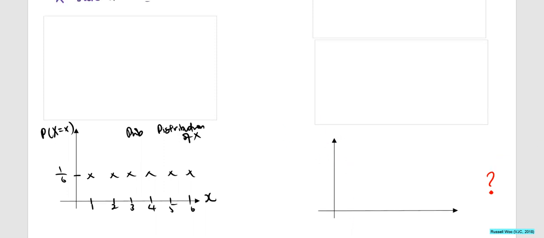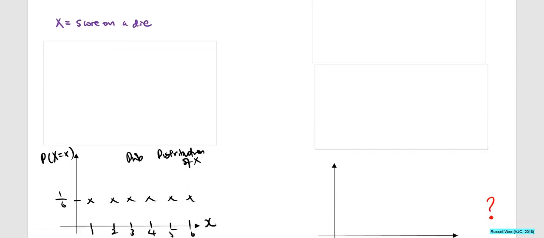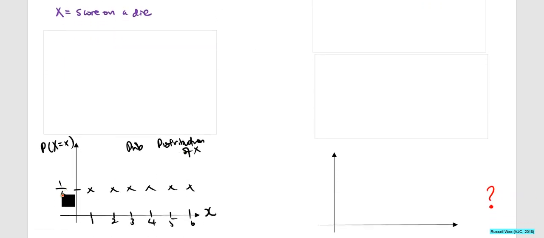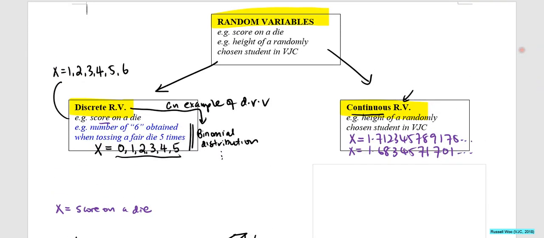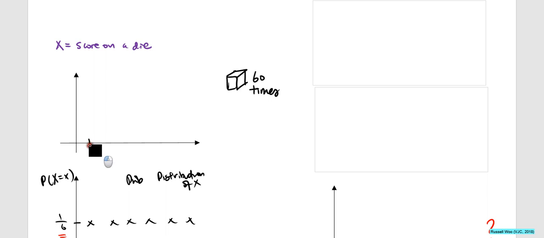So now, let's take a look. How do we actually get this 1 over 6 and all these things? We actually do it like this. I don't know whether you recall. Suppose we toss a die 60 times. We count the number of times you get a 1, number of times you get a 2, number of times you get a 3.